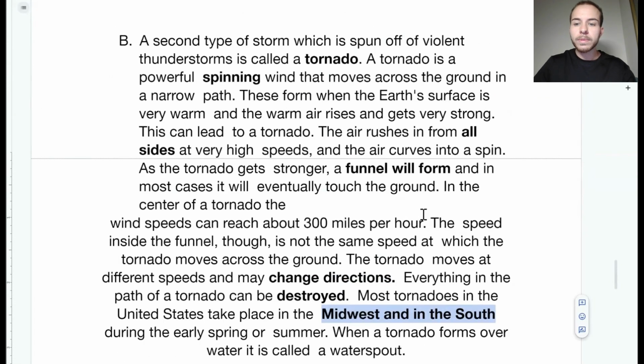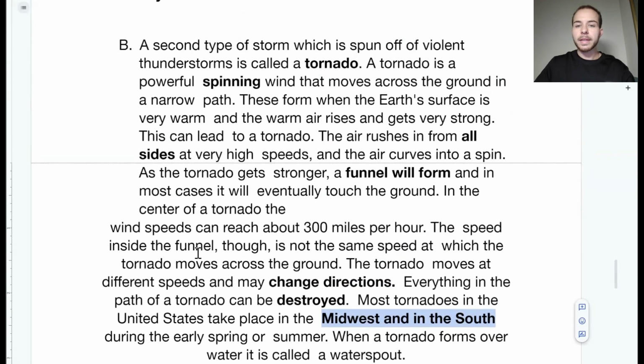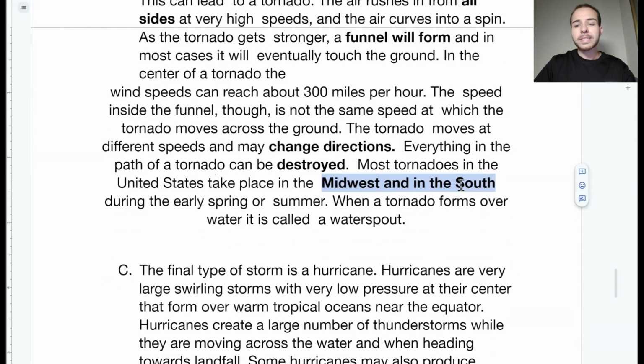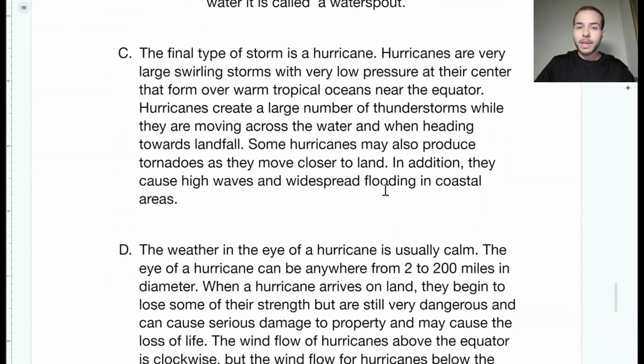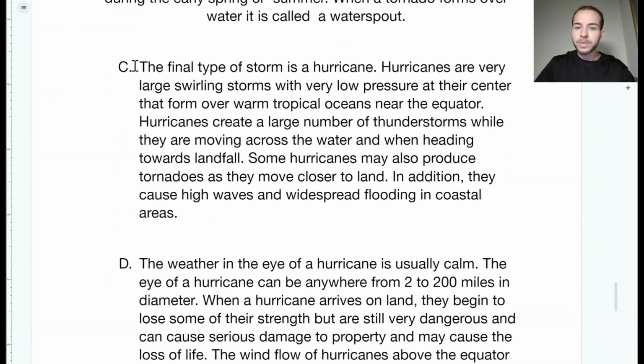All right, so that one was mostly about tornadoes. I highlighted some words about spinning because we had things like swirling motion, funnel. I also highlighted Midwest and South because that's getting closer to the center of the Earth, like the equator. Might be helpful. Next paragraph, C, let's do the same.